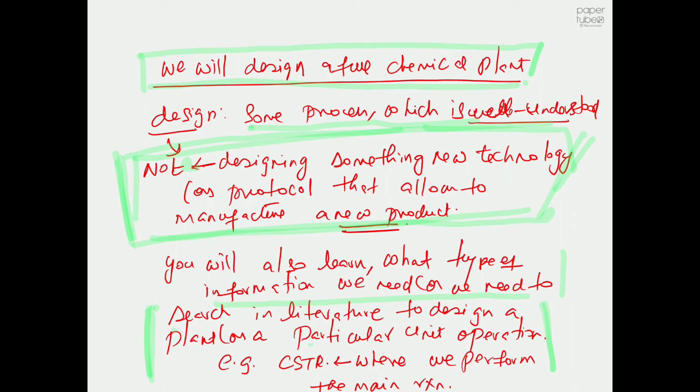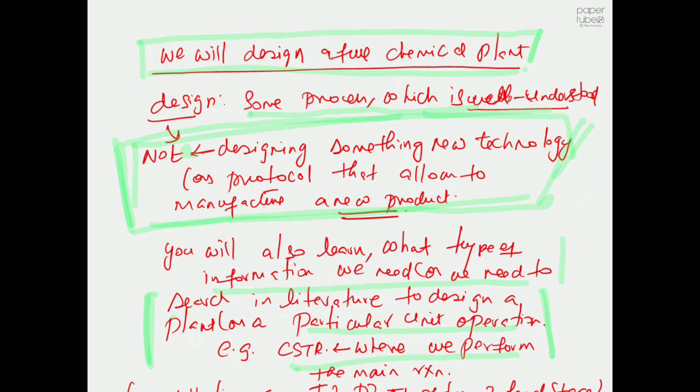Even if you are going to simulate a particular unit operation, say a simple CSTR where some chemical reaction is happening, what type of information do we need? Those are the things we are going to learn from this module. From lecture 3, when I show how to connect the unit operations and build the entire process flow sheet, you will learn all of these things step by step, line by line. Let me put some examples.